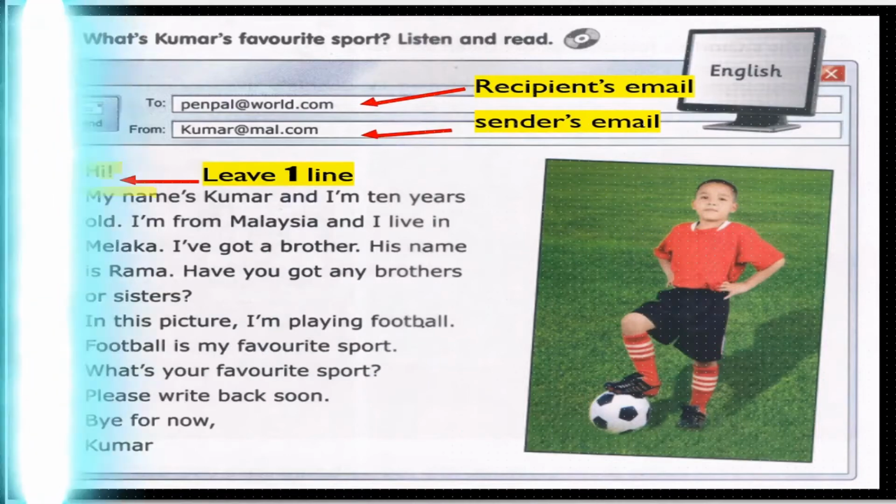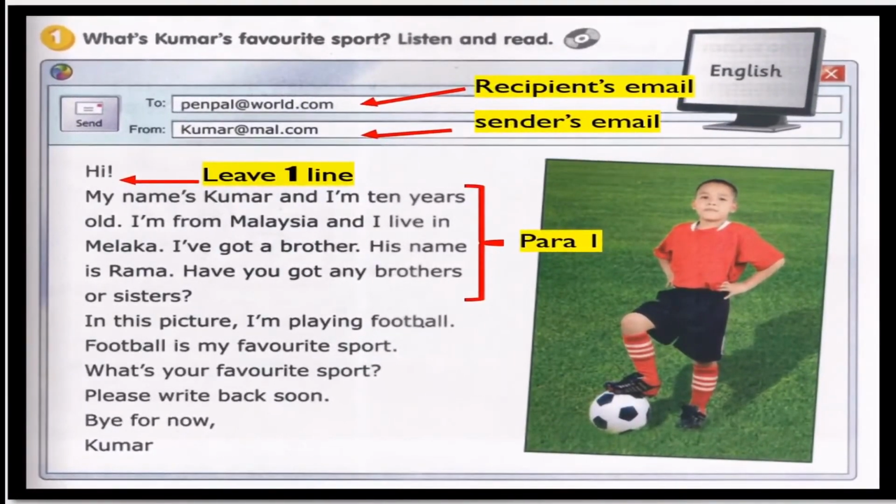Okay? Next, we have paragraph one, which is my name's Kumar until brothers or sisters. When we write an email, we can write it in one paragraph or two paragraphs like this one, depending on how many things you are going to write in this email. So here you can look at paragraph one. Kumar introduces himself. He's telling about his name, how old he is, where he is from, where he lives, and about his family. That's why all of that is about introducing self. It's in the first paragraph.